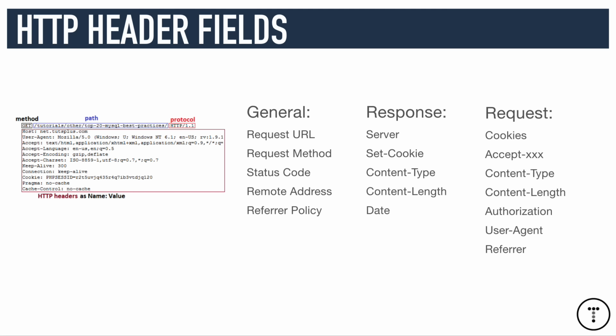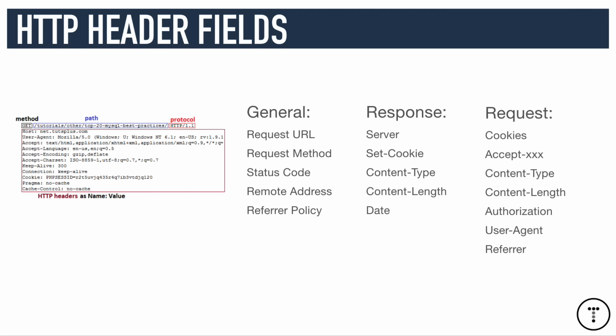So in general, we have the request URL, which is pretty straightforward. It's just the URL you're requesting. The request method, so if it's a GET request, POST request, and so on. The status code, this is probably the most important, and I'm going to go over status codes in the next slide. The remote address, which is the IP of the remote computer. The referrer policy, so if you go to a page from another page, it might have some information on that and whatever the referrer policy is. I'm not that familiar with it.